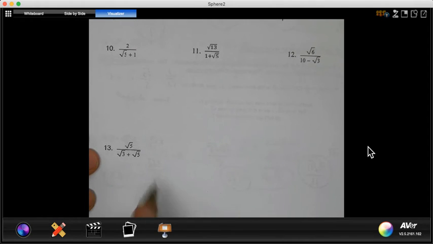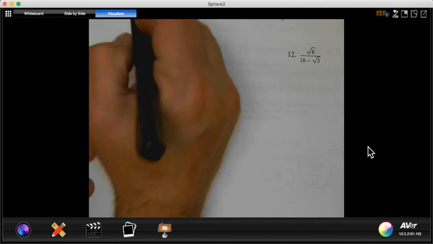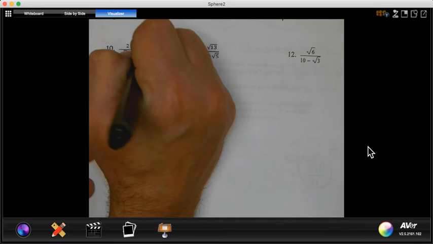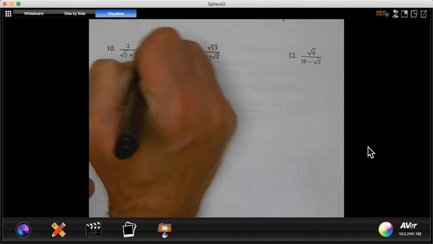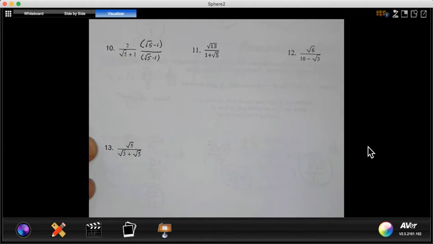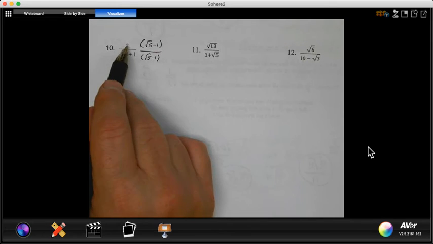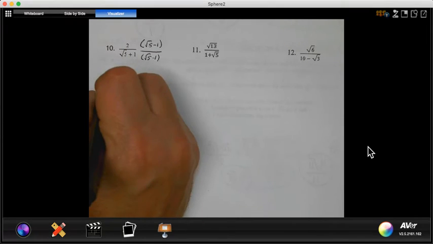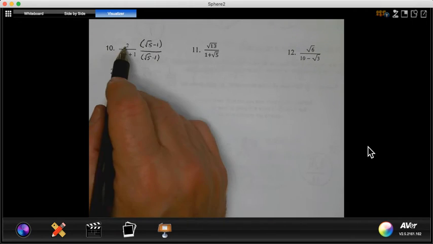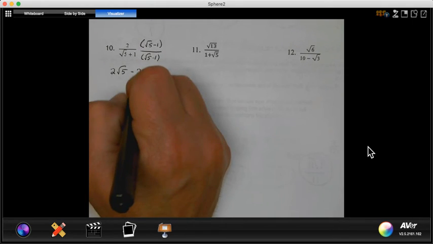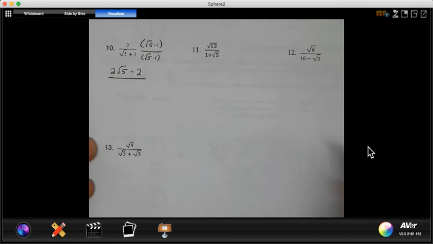So my denominator is root 5 plus 1. So I'm going to multiply the numerator by root 5 minus 1, and the denominator by root 5 minus 1. So what do I get in the numerator? 2 times root 5 is 2 root 5. 2 times negative 1 is minus 2. So that's my numerator, okay?